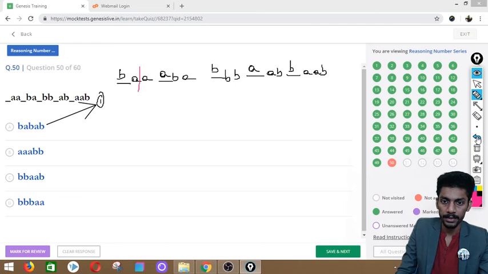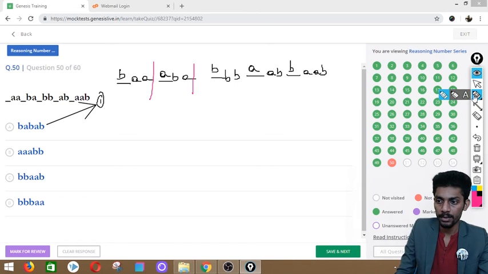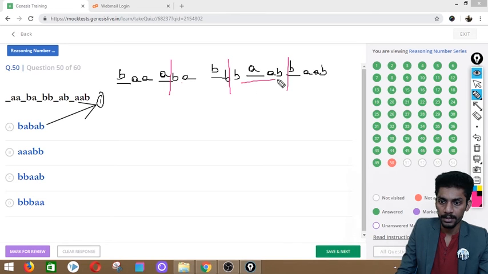Let's check with 3 combination together. BB, BAA, ABA, BBB, AAB, not possible. There is no similar pattern followed, so even that is not possible. We'll check with 4. BAAA, BABB, BAAB, BAAB. This is same, but these two are not same. So option 1 is not possible. Correct? Option 1 is wrong. Let's check with the second option.